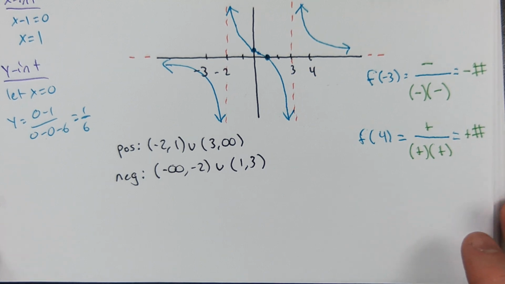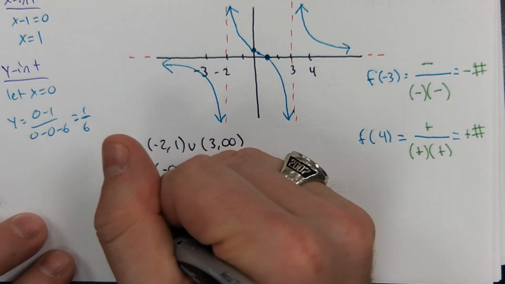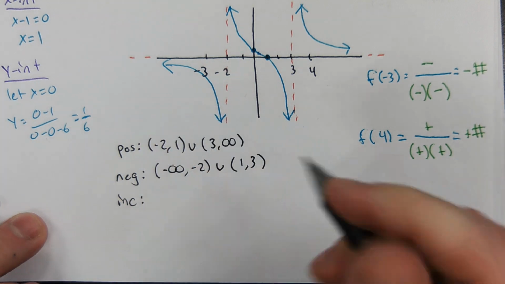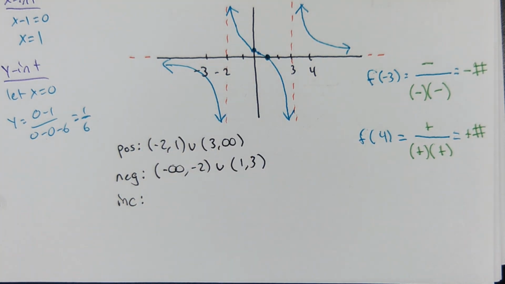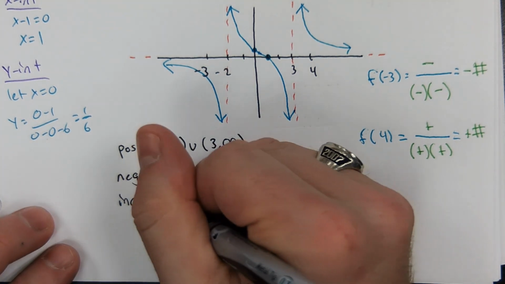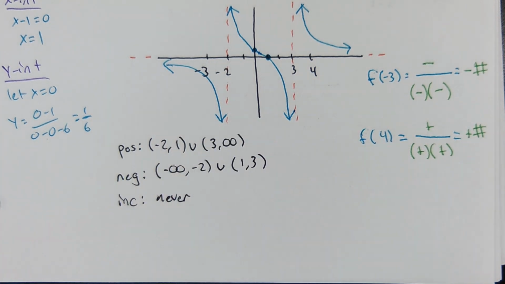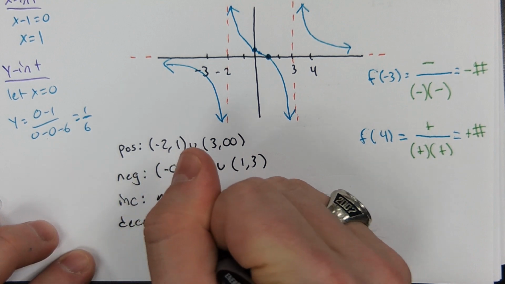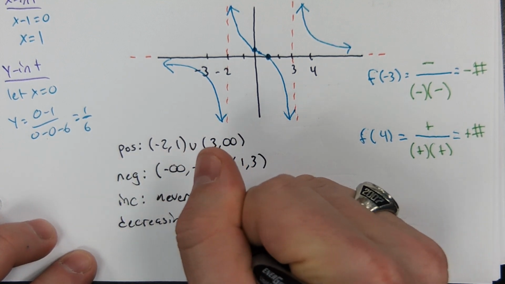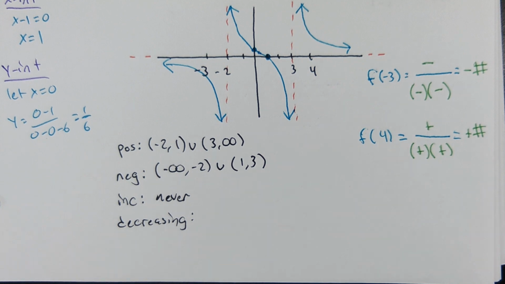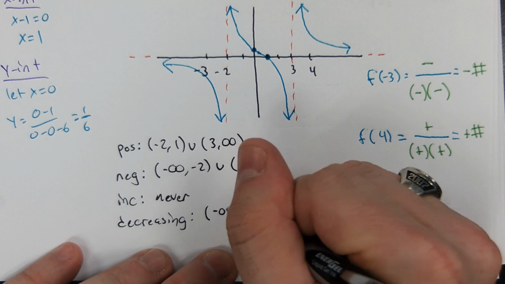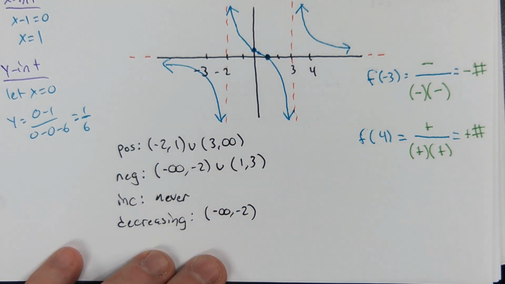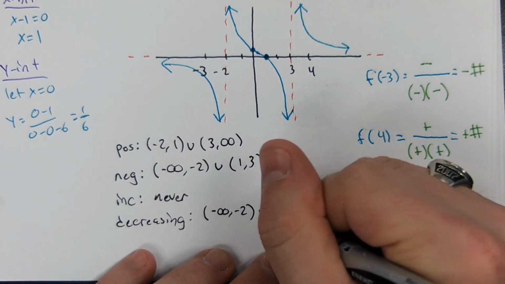Here's a fun one. Where is it increasing? Never. It's never increasing. This is an always decreasing graph. So Mr. M, can I just say negative infinity to positive infinity? No, you may not. It doesn't exist at x equals negative 2 or x equals positive 3. And since it doesn't exist there, we don't use brackets.